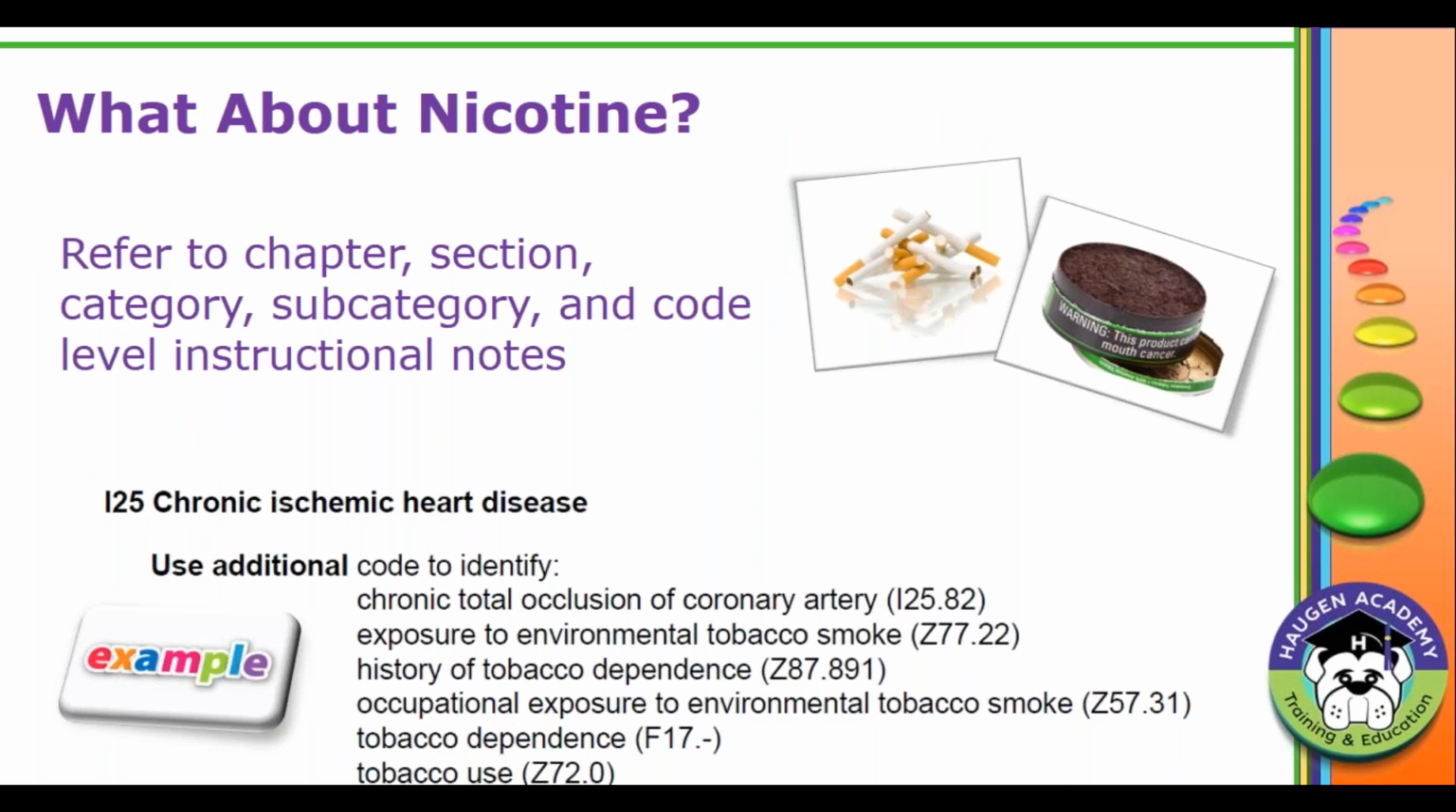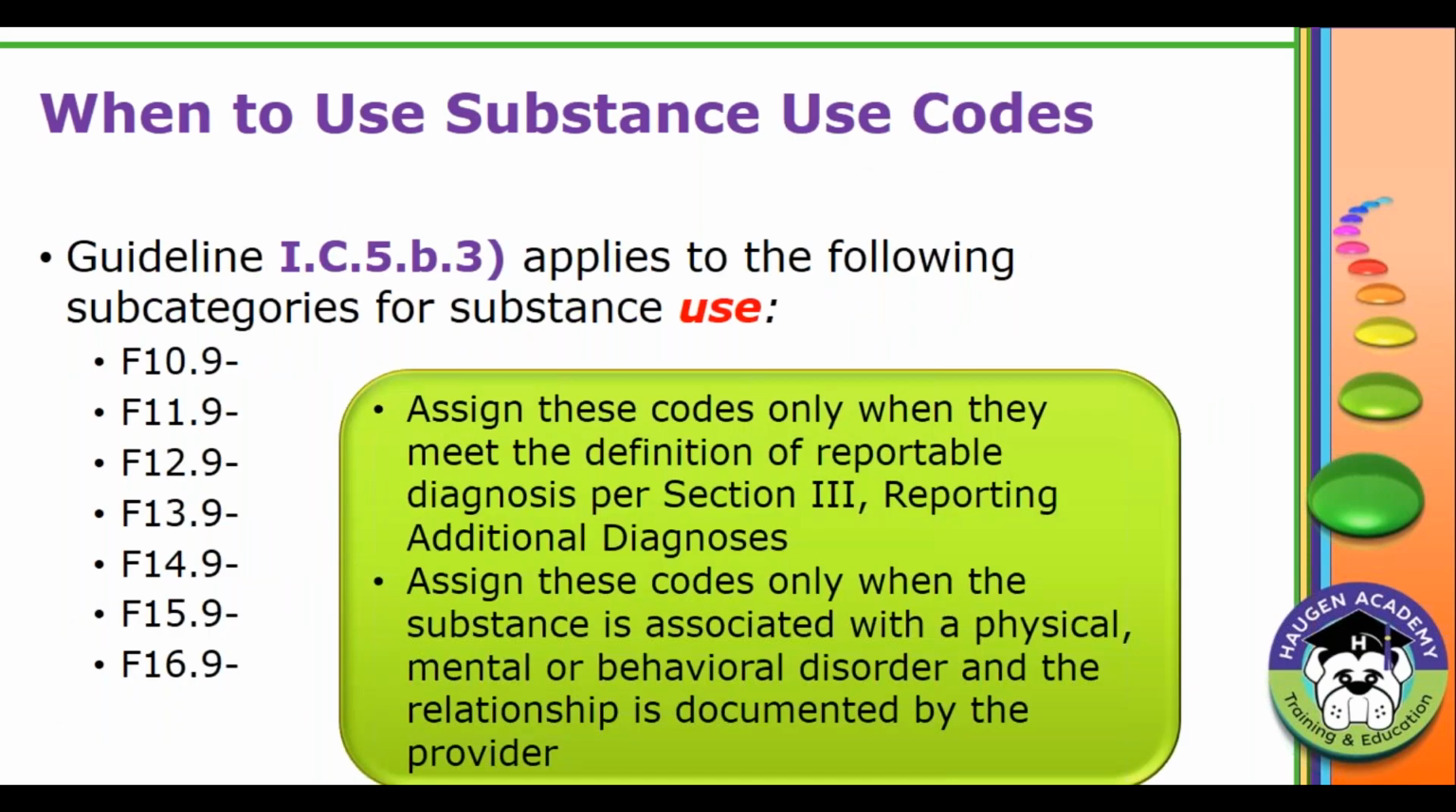What about nicotine though? This one comes up a lot. A lot of people are saying, well, what do I do? I mean, the doctor documented tobacco use. Well, first of all, let's go back to this slide. Do you see F17 listed on this slide? That's not listed anywhere here. And remember that the only F17 codes we have are for dependence. There is no F17 use code. So this guideline does not apply to tobacco.